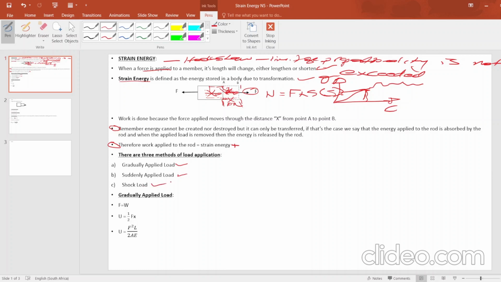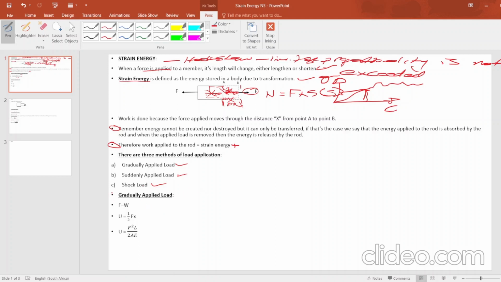Now the shock load is more of the shock absorber. Like in your car, you have those springs and they have the shocks inside. They absorb the shock. Let's say you are driving your car and there's a hump. Because it is like a hill, when the car climbs that hill and comes back to the flat surface, it will absorb that shock. That's what we'll be looking at under shock load.